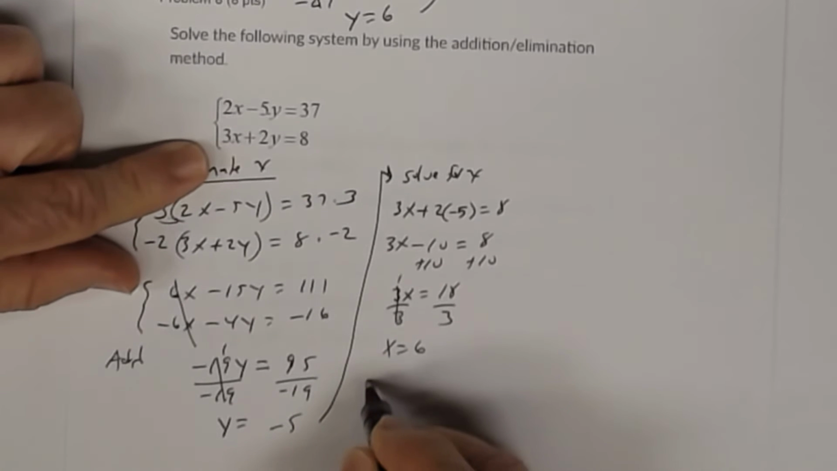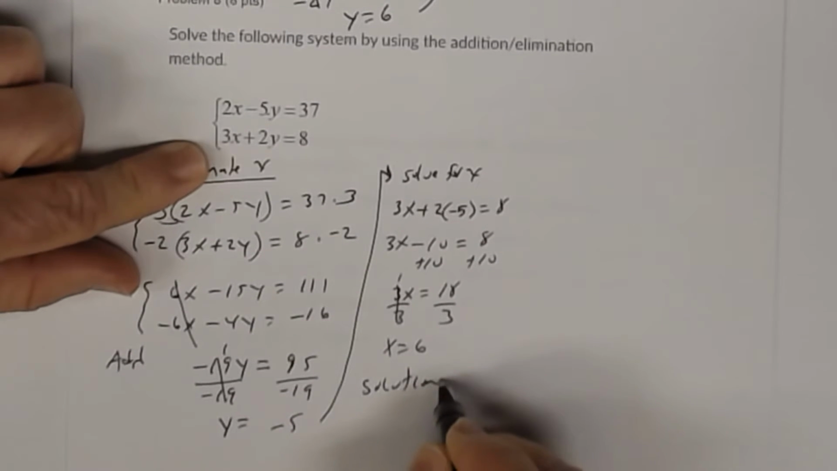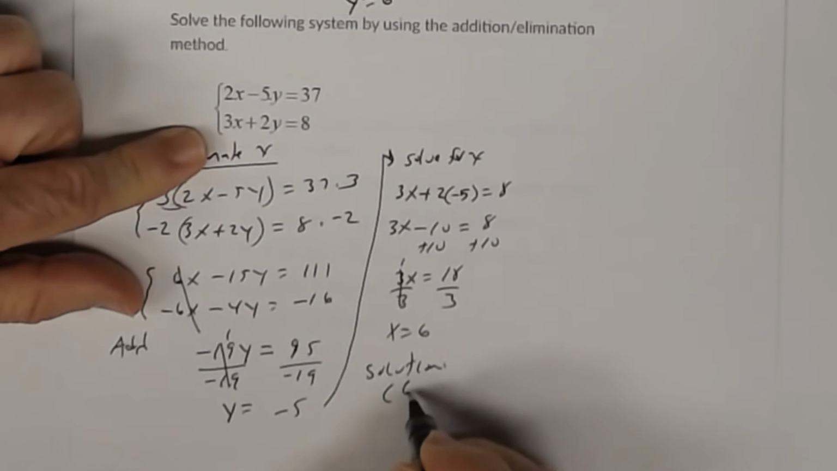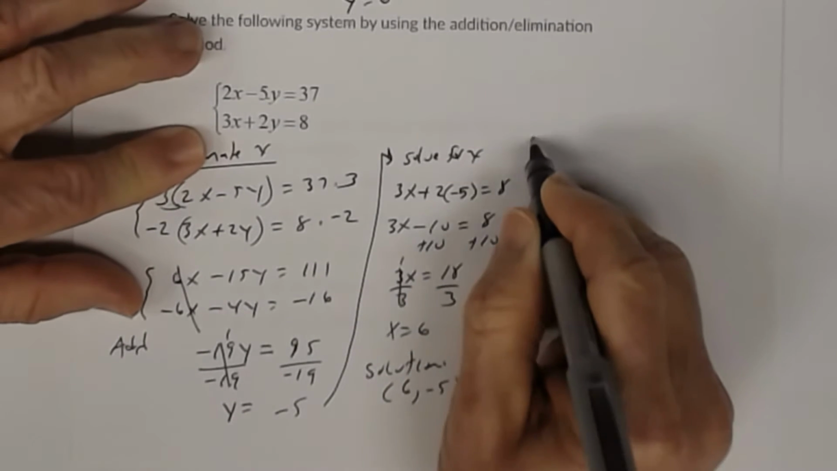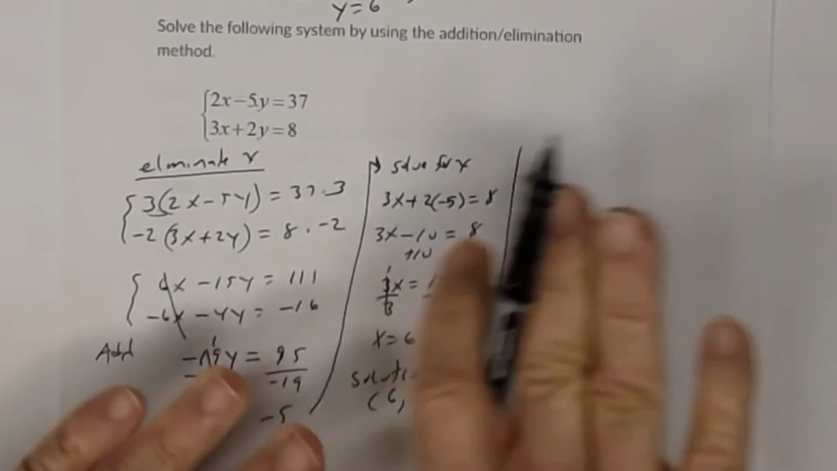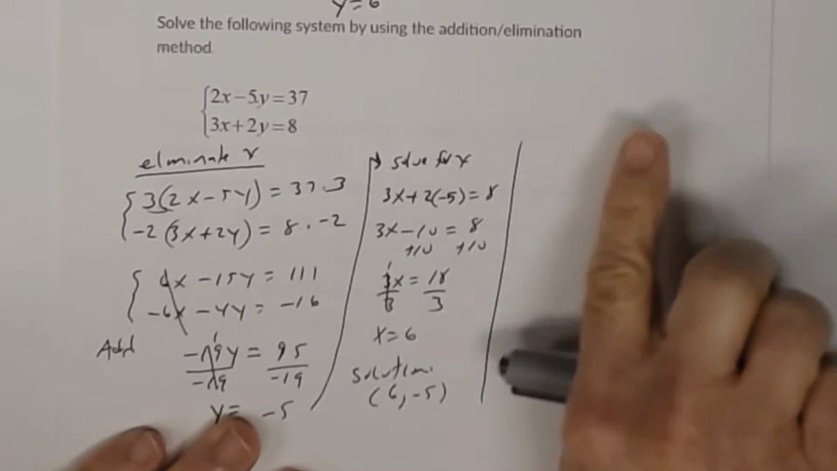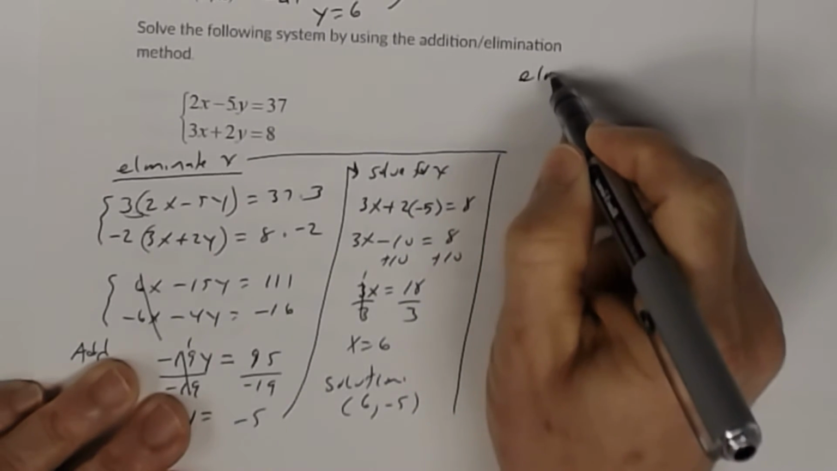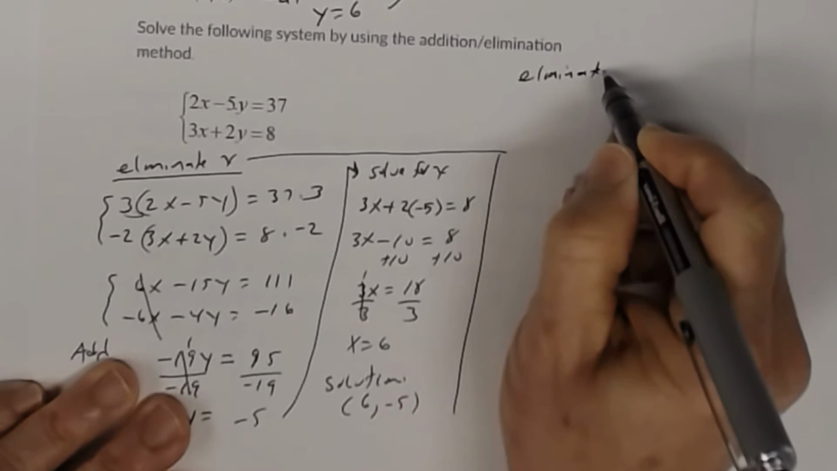There's my y coordinate. So my solution is going to be, remember, as an ordered pair, it's x, y. So 6 comma negative 5. All right. Now, if you wanted to eliminate, someone else could have eliminated the y's instead. So let me just show you what you would have done if that would have been the case. So let's go ahead and eliminate y.